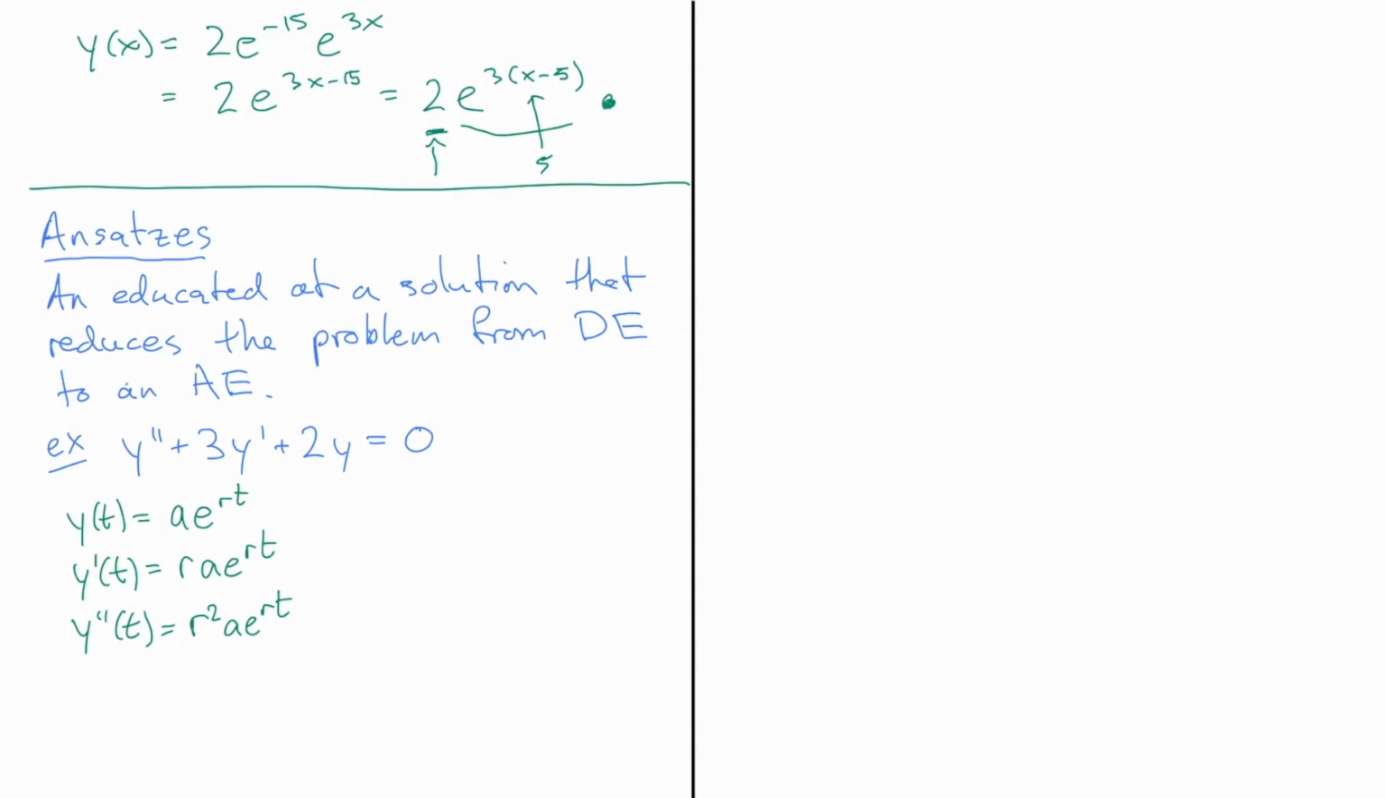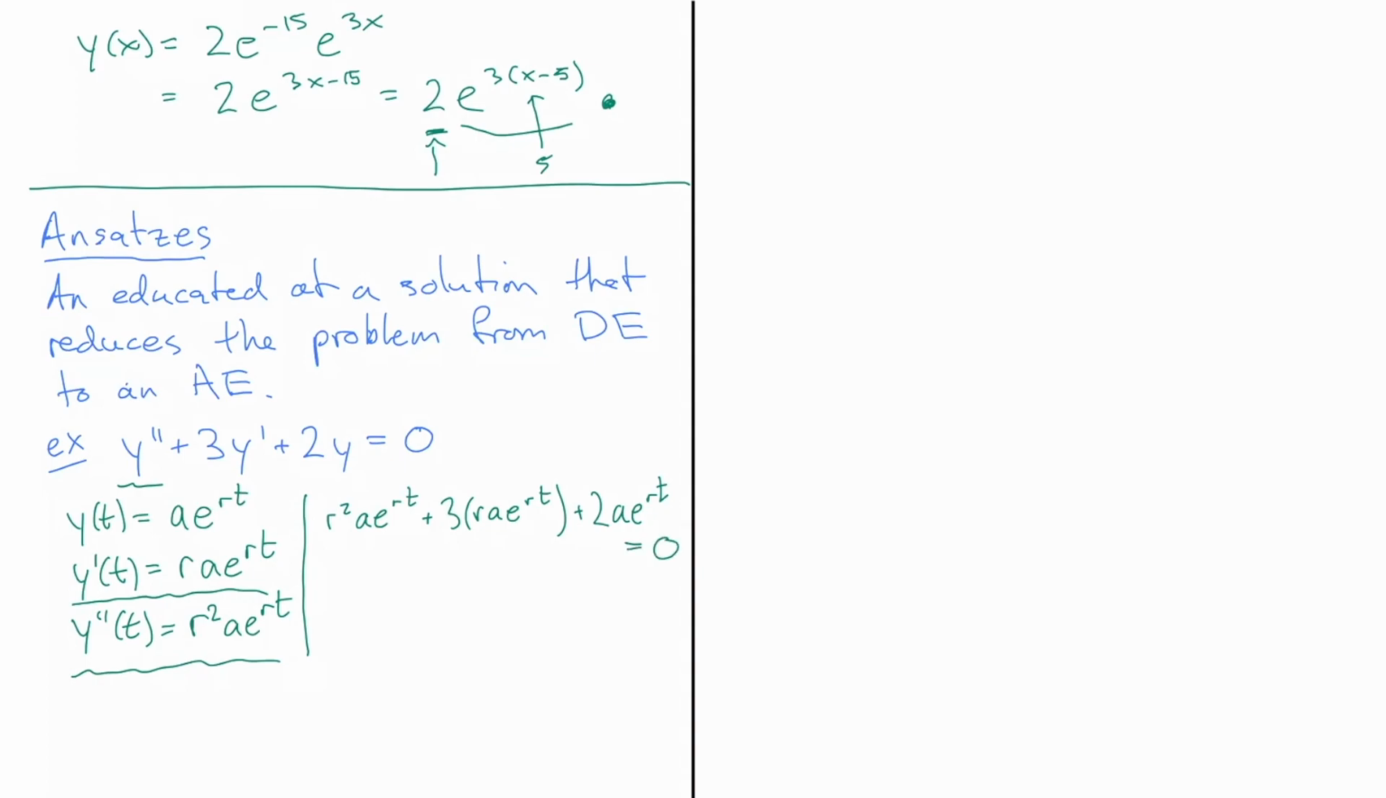And now when I take these, and here I'll just draw a line so I have a little bit of room at the bottom, I plug this into the differential equation. So the y double prime comes up in front here, so I get r squared a e to the rt. And then plus 3 times, and now I plug in the y prime, so that's r a e to the rt. And then plus 2 a e to the rt. And I want that to be equal to 0. So I'll set that equal to 0.